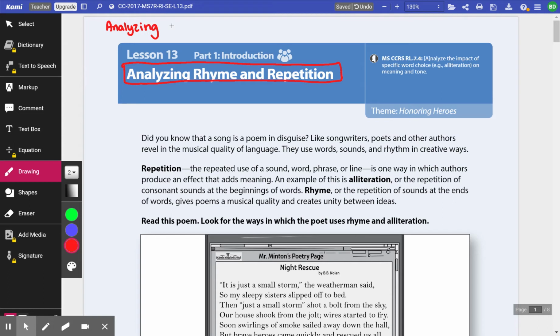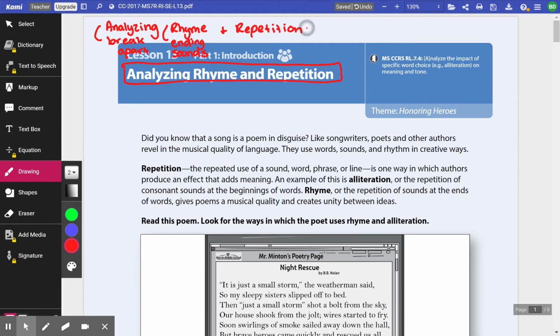So, analyzing rhyme and repetition. Okay, so we know this word analyzing means to break something apart, to take a closer look at it. So we know that we're going to be breaking apart rhyme and repetition. So we know rhyme deals with the same ending sound. So it deals with end sounds, or ending sounds, I should say.